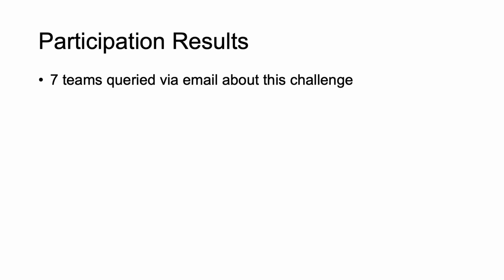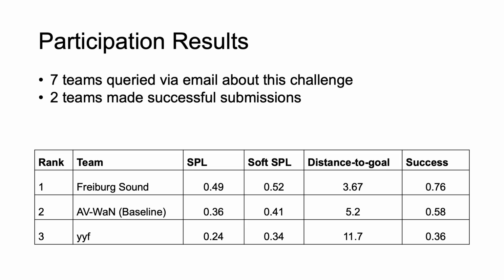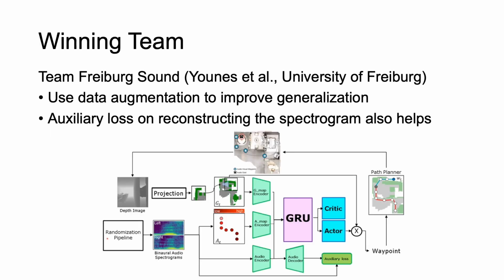This year, 7 teams from various universities queried us about this challenge. 2 teams were able to make successful submissions on the test set. Among the 2 teams, Freiburg Sound outperformed the AV-WaN baseline by a large margin and wins the challenge. Congratulations! Team Freiburg Sound used data augmentation to improve generalization to unheard sounds. They also found that an auxiliary loss on spectrogram reconstruction improved the performance even further.